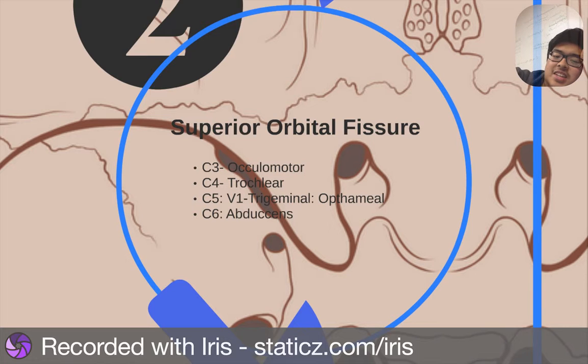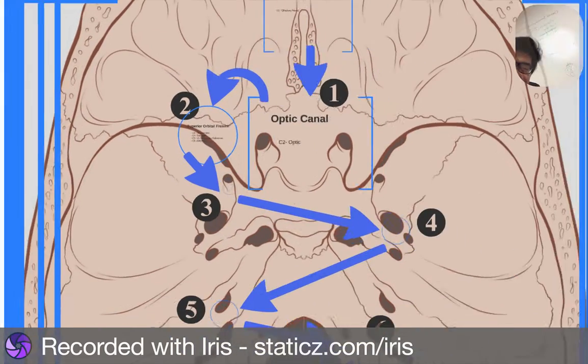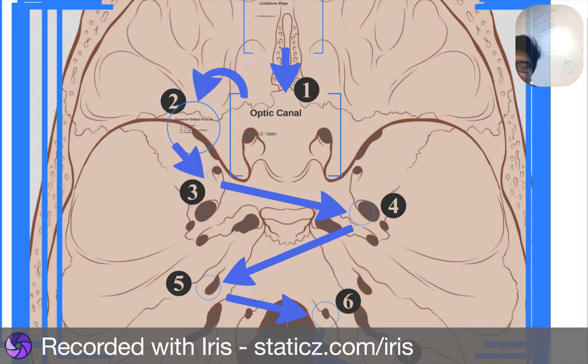Like this. And then the ophthalmic nerve allows for sensation from most of your forehead. And the abducens allows for abduction of your eyeballs. All right. So now we're going to go to 3.